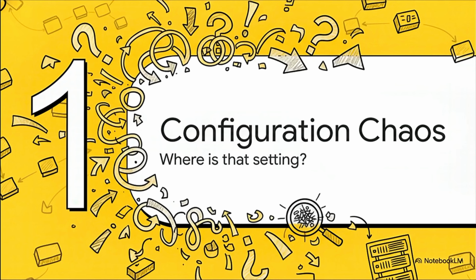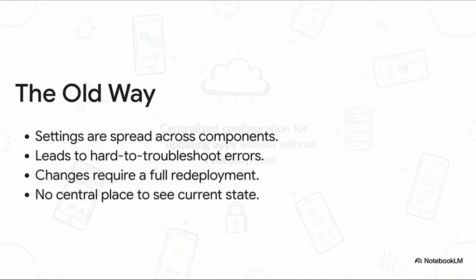For so many teams, it's this state of what I like to call configuration chaos. You know what I'm talking about, that frantic search, digging through code, trying to find that one setting you need to change. And look, this is probably a familiar sight for a lot of you. For years, the old way was to just scatter our settings all over the place. Different files, different components, different environments. You've got a database setting over here, an API key way over there. And this is what leads to those absolute nightmare deployment errors that are nearly impossible to track down.